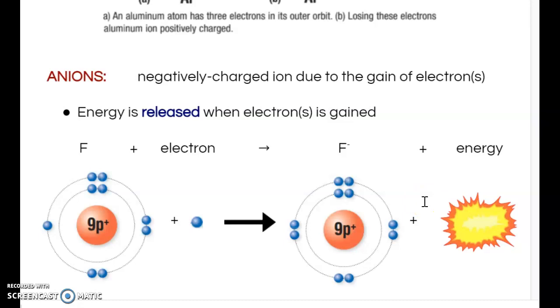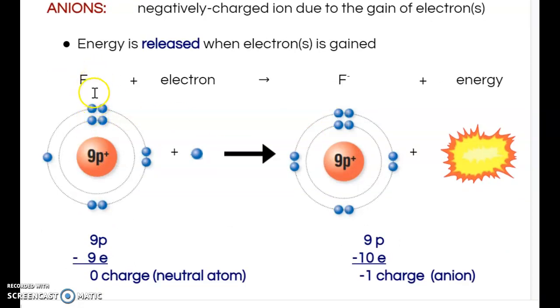Okay, so they want to gain electrons instead of lose electrons. Cations lose electrons and become positively charged, whereas anions say, oh, I love electrons, electrons, come to me. Anions are negatively charged ions due to the gain of electrons, so they become negative, right? The more electrons you have in an atom, the more negative that atom becomes. Energy is released when an electron is gained.